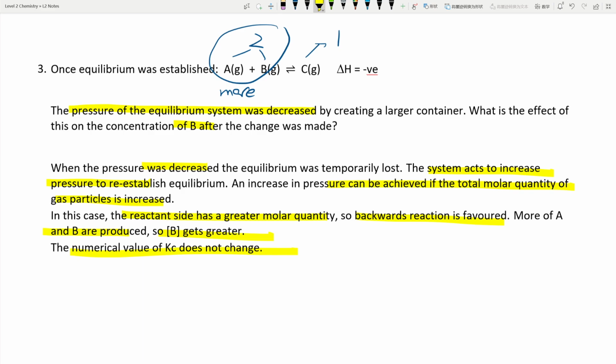Okay, so this is the wording. This is obviously very academic in terms of how they wrote it. I probably wouldn't even write like that. So as long as you understand what is happening, how the system minimizes the change, which side it would shift, why it would shift that way, and what that does in terms of the concentration of the species of interest, then you're good as gold.